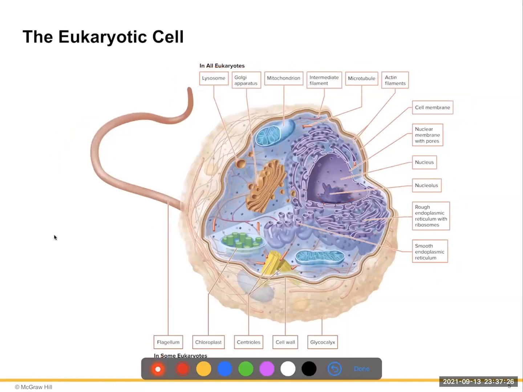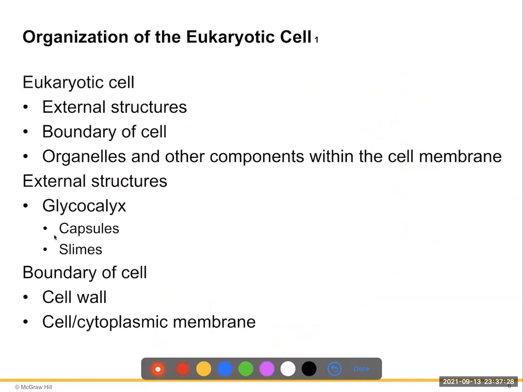Okay. So eukaryotic cells have external structures like your cell wall or cell membrane. You have the boundary of the cell, which allows you to have certain things in the cell and outside the cell so they don't mix. Okay, your cell doesn't leak out materials that it needs to function with. The organelles and everything else stay within the cell membrane. There's a boundary. External structures like the glycocalyx, that is the protein that sticks on your cell membrane.